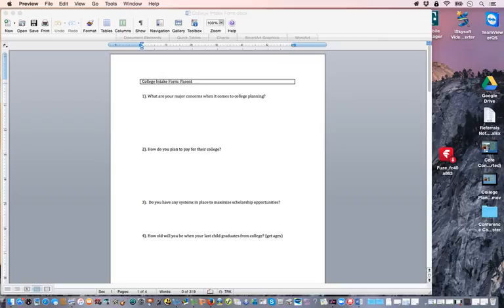So from that point you go in, you say, hey, what are your major concerns when it comes to college planning? You write down what they say. Make sure you put their name at the top too. How do you plan on paying for college? Do you have any systems in place to maximize scholarship opportunities?